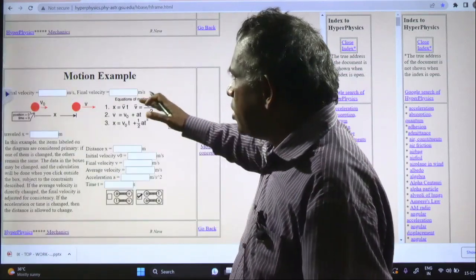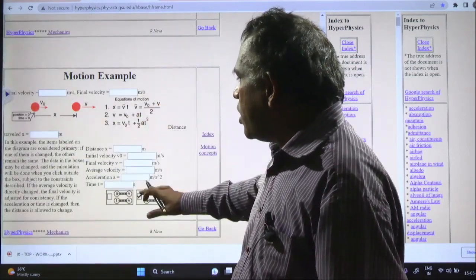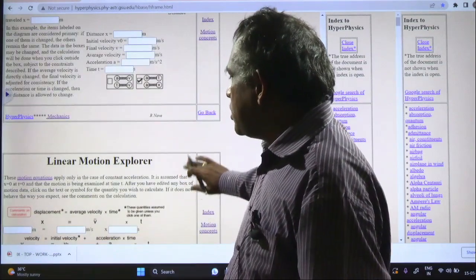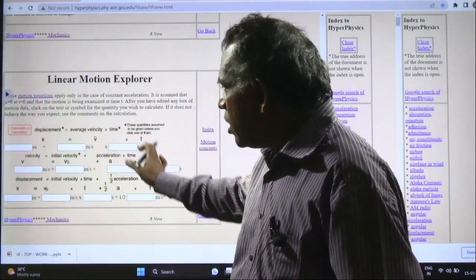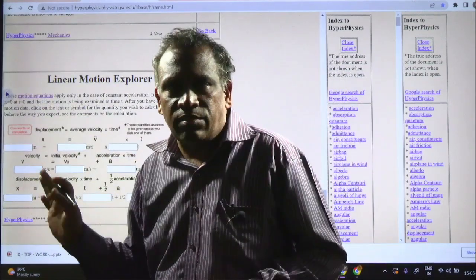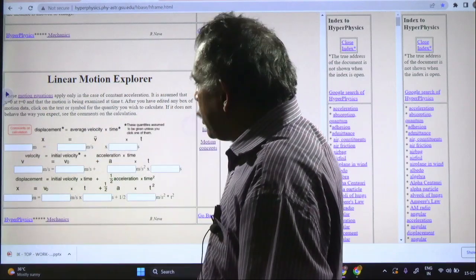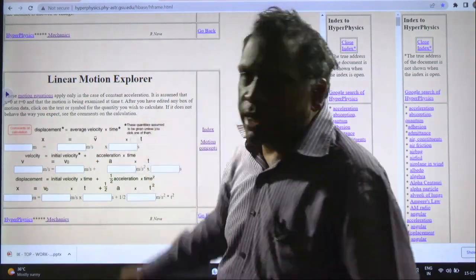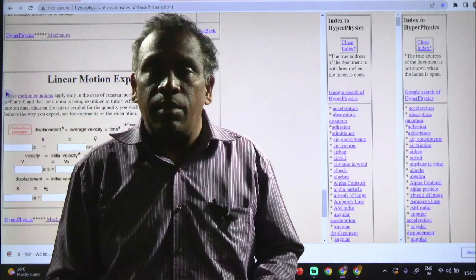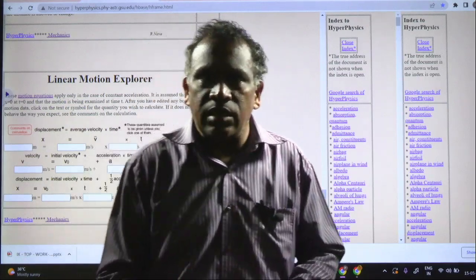There is a different initial velocity and final velocity, so different methods. Linear motion, we already did in the last video. Like this, calculations can be done within a short time. Many calculations can be done in mechanics, not only in mechanics but in all chapters.